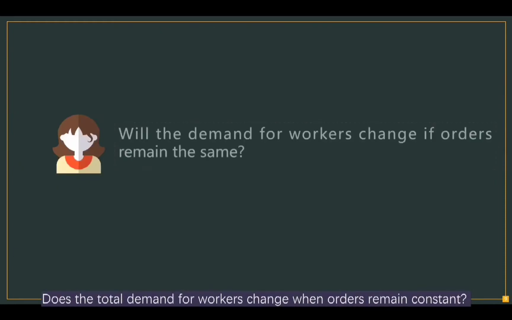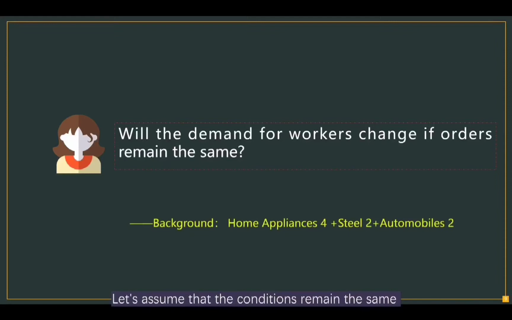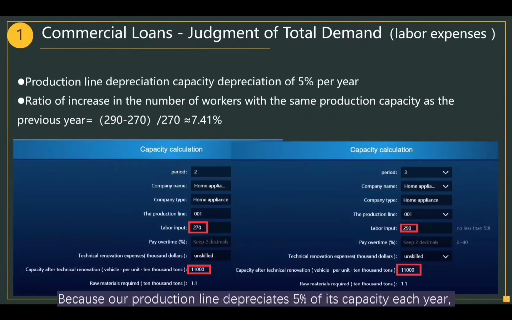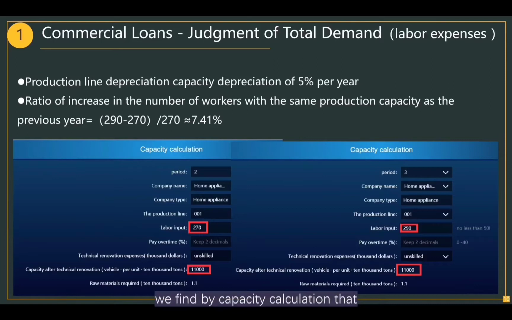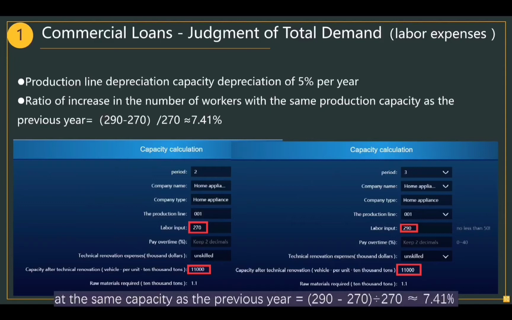Does the total demand for workers change when orders remain constant? Let's assume that the conditions remain the same. Because our production line depreciates 5% of its capacity each year, we find by capacity calculation that the increase in the number of workers at the same capacity as the previous year is equal to 290 minus 270, divided by 270, which is approximately equal to 7.41%.